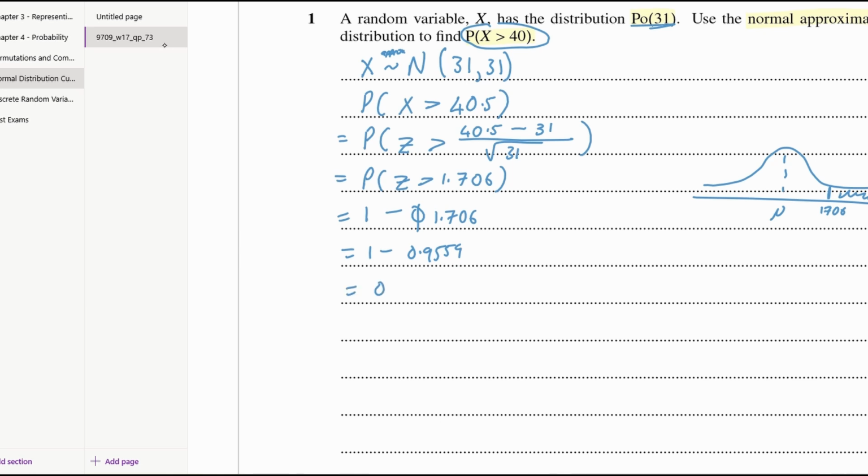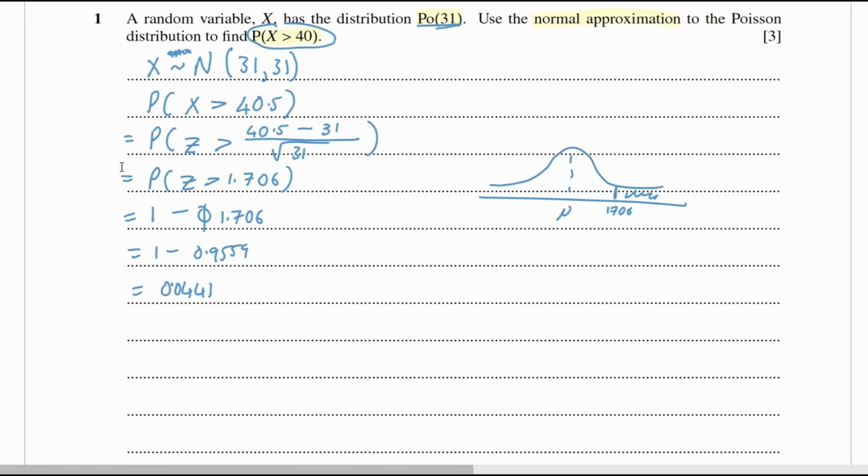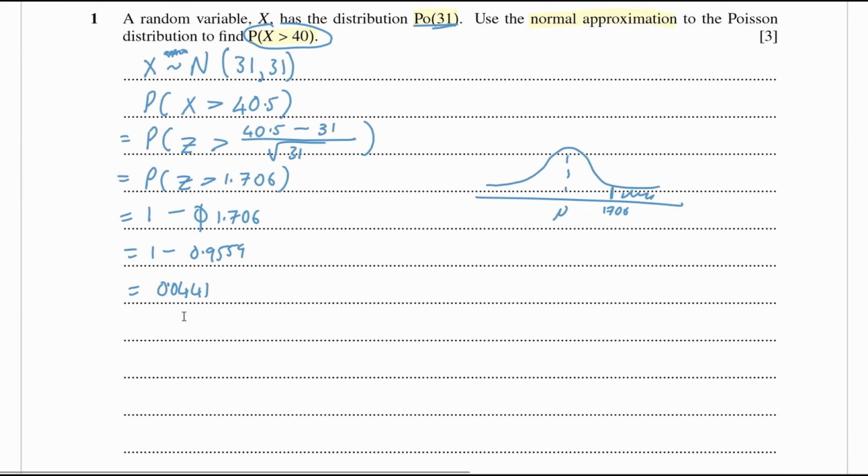And then we get 0.441. Sorry, my mistake, I misread my calculator there. 0.0441. Okay, so that's the first question. Sorry, that's gone a bit skew-iff there. All right.